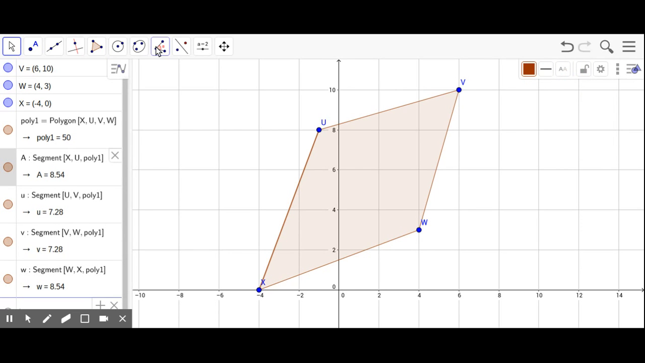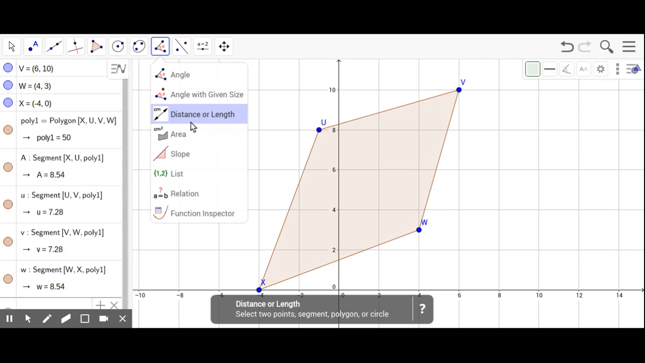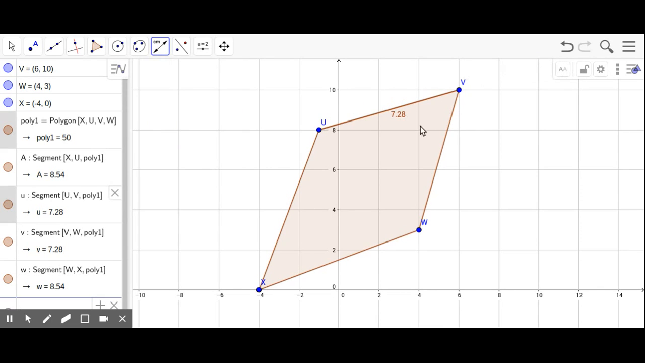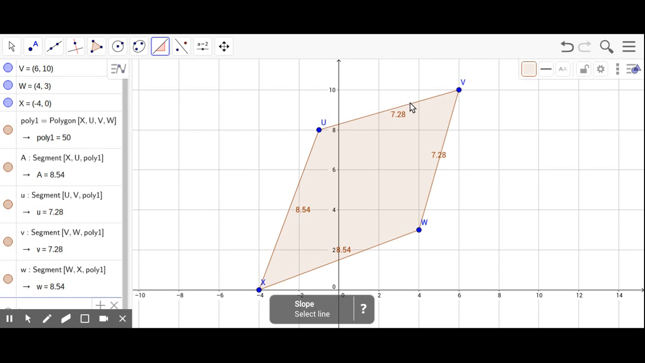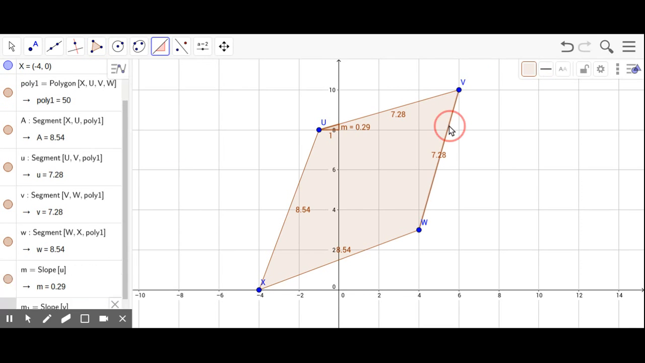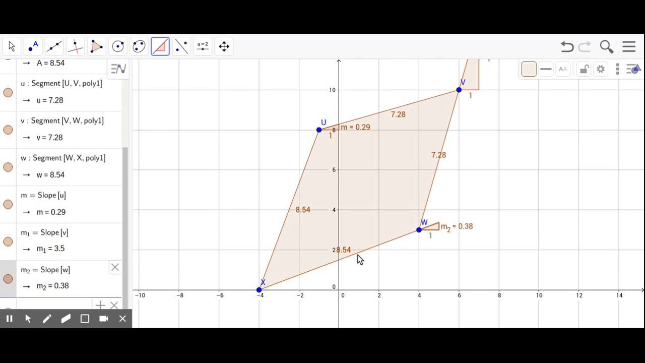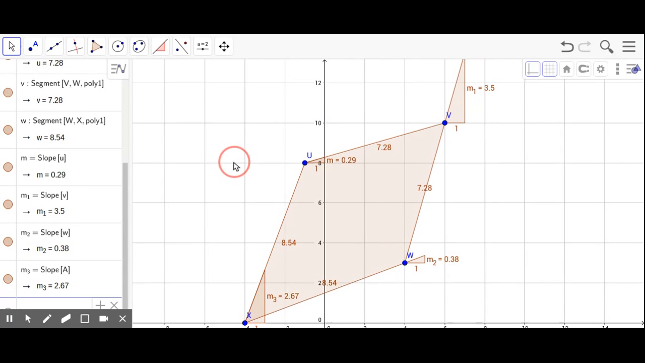Alright, now first thing I'm going to check is the distances. 7.28, awesome, 7.28, awesome, 8.54 and 8.54, cool, so those are all the distances that I had. Now my slopes or my gradients: 0.29, I'll check that in a second when I zoom up, 0.38 and 2.67, awesome. Because they're all positive, we know there can't be any perpendicular lines, and none of them are the same, so no parallel lines. Cool, so that is all good.